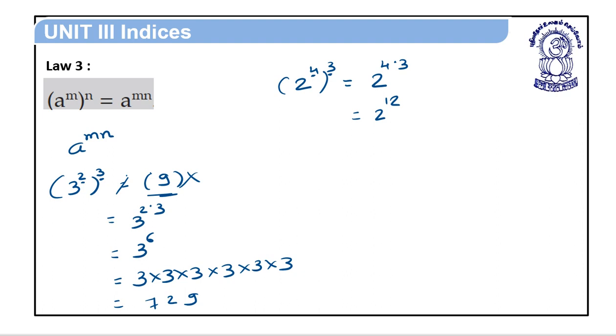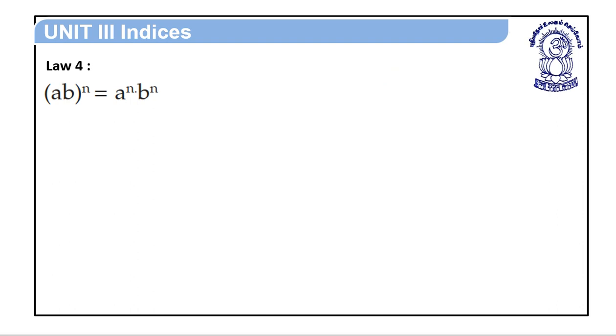Now next slide. Next law, law 4. (ab)^n is equal to a^n into b^n.